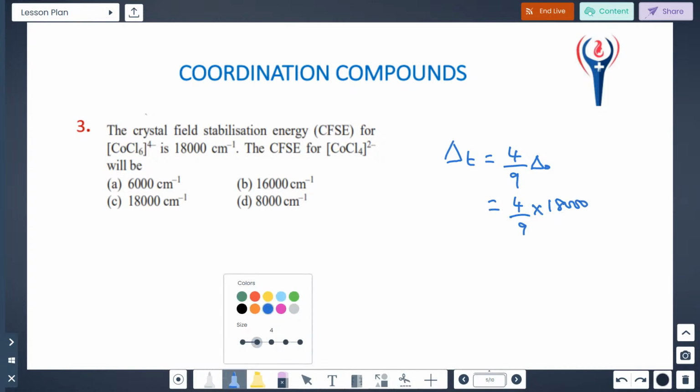Simple: 9 goes into 18,000 two thousand times. Just multiply 4 into 2,000, and we have 8,000 per centimeter. Understood? So the answer will be D. This is the formula, just keep it in mind and you can easily answer them. Next one.